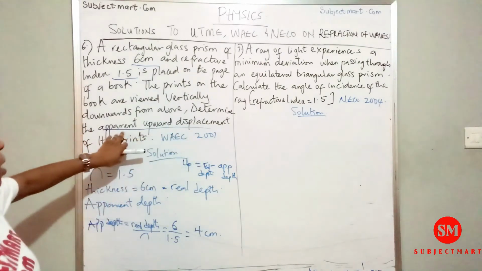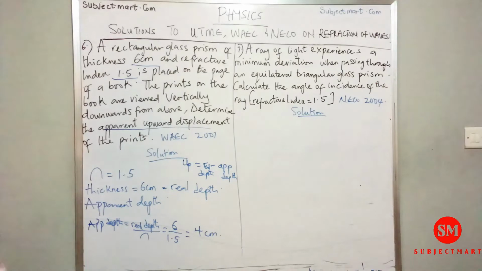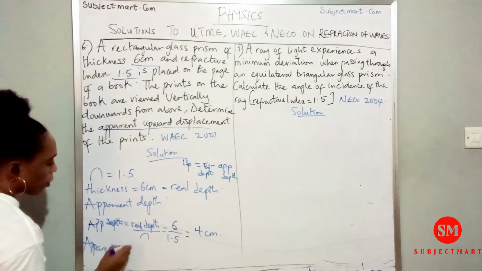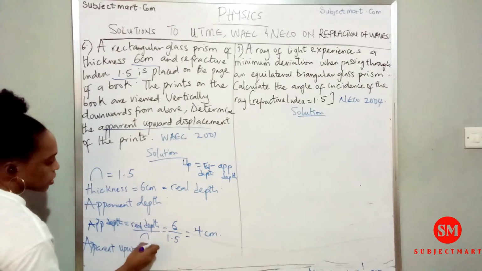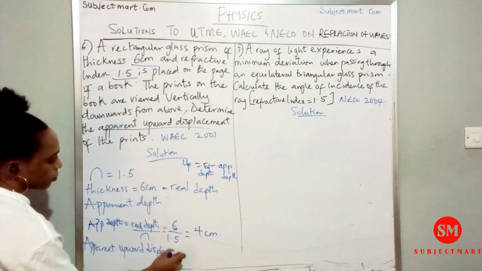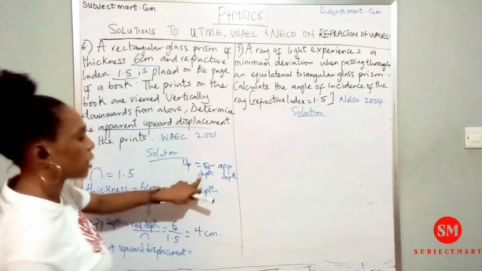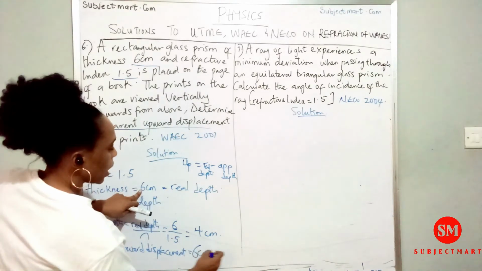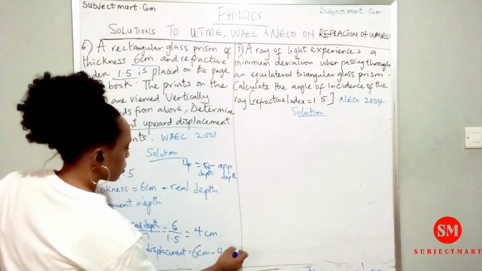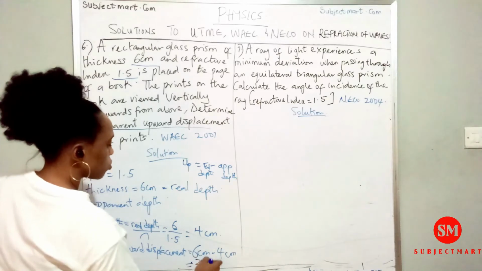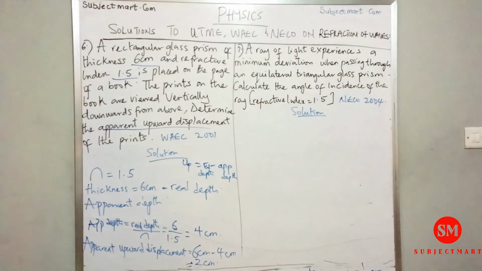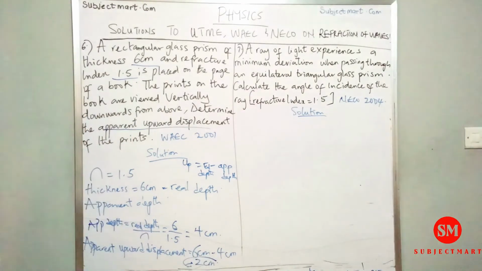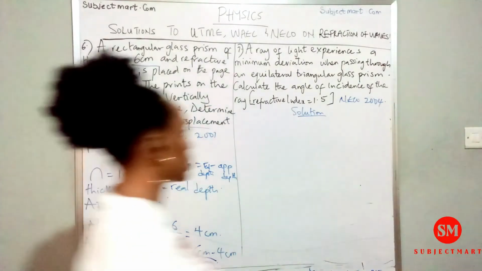Now to calculate the apparent upward displacement, apparent upward displacement is equal to real depth minus apparent depth. So the real depth is 6 and the apparent is 4 centimeters. 6 minus 4 is equal to 2 centimeters. And that is equal to the apparent upward displacement.